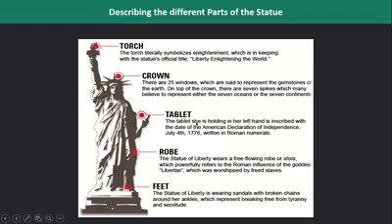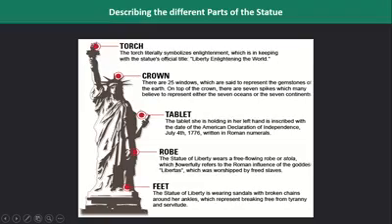Tablet. The tablet she is holding in her left hand is inscribed with the date of the American Declaration of Independence, July 4th, 1776, written in Roman numerals. Numerals means digit.